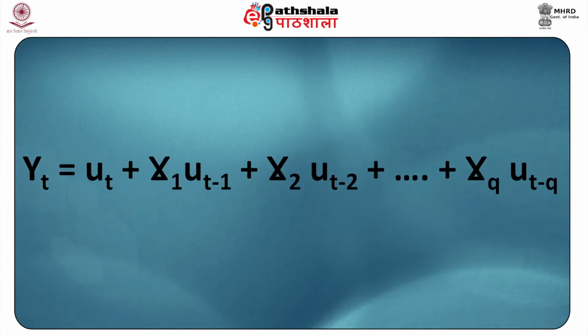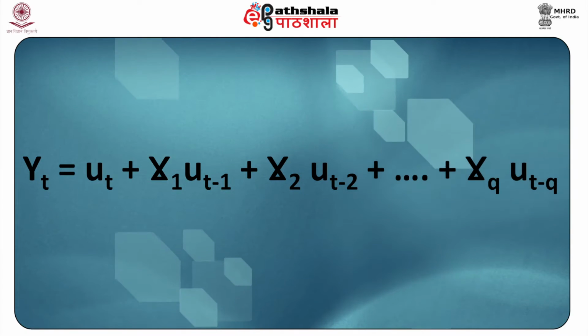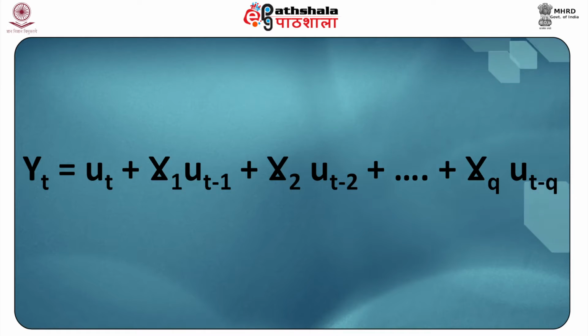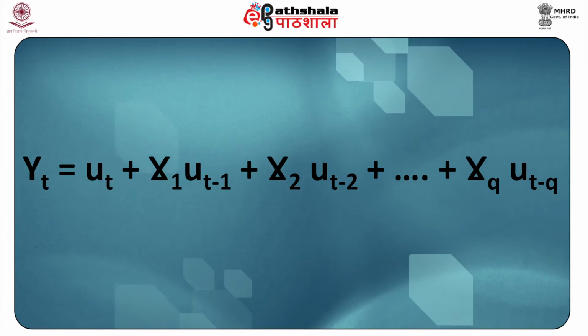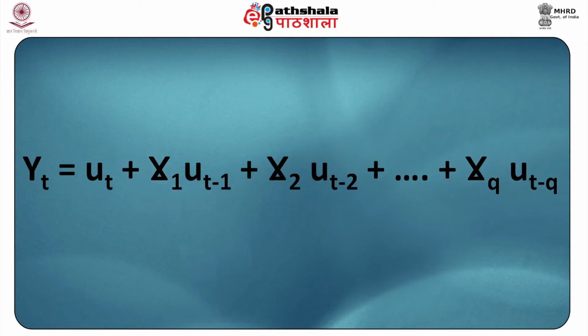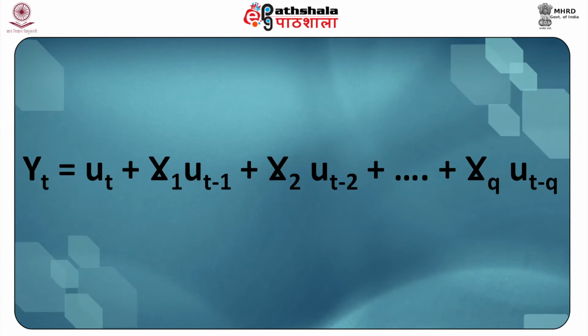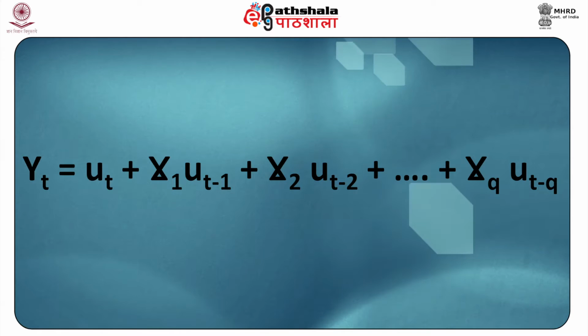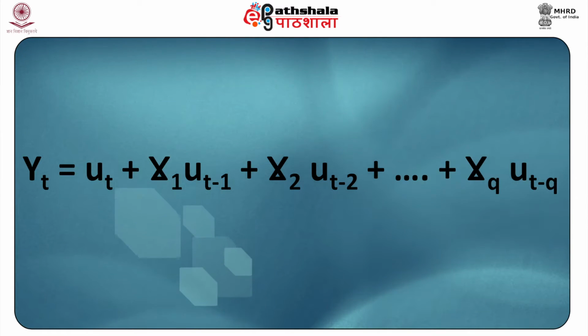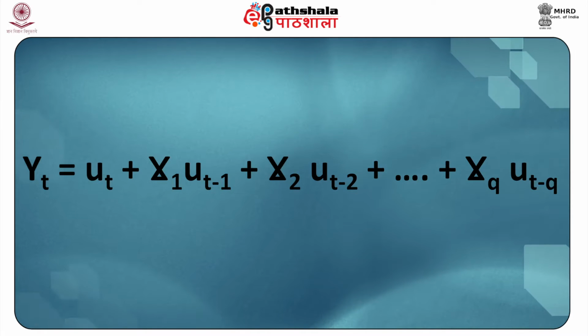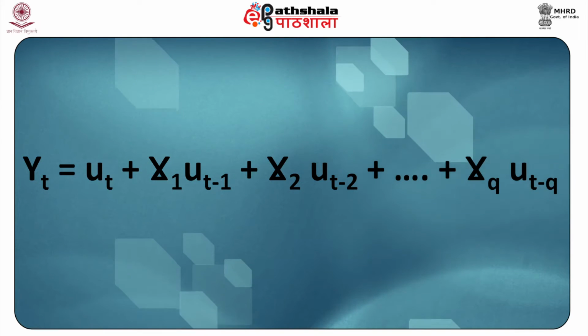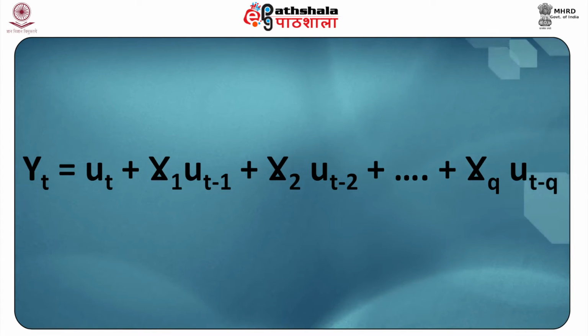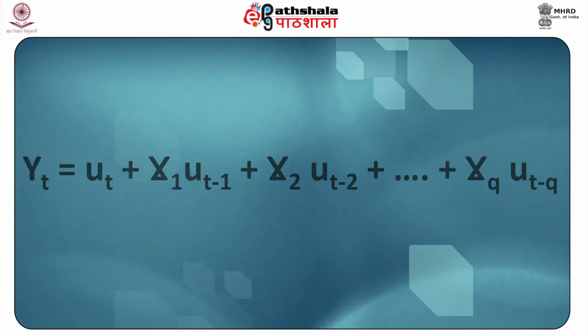A series is said to be generated by a moving average process if it is defined as yt equal to mu t plus gamma 1 mu t minus 1 plus gamma 2 mu t minus 2, and so on till gamma q mu t minus q. The moving average model is different from the autoregressive model in the sense that in the moving average model, the series is regressed on the error terms, while in the autoregressive model, the regression is done on the lagged values of the endogenous variable. Therefore, a moving average process is the sum of random shocks or error terms.